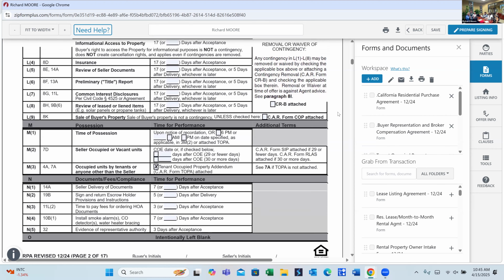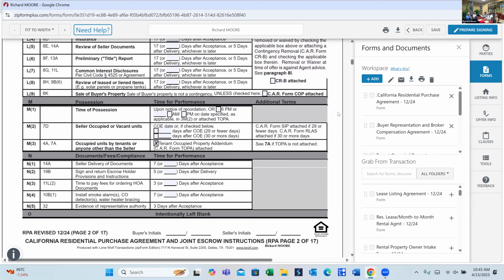And then they came back to us and we said, "It's disclosed in 3 areas, see ya." So unfortunately, yeah. You think it's never going to happen, but it does happen. And then L9, sale of buyer's property. If the offer is contingent upon the sale of the buyer's property, we should check that box.